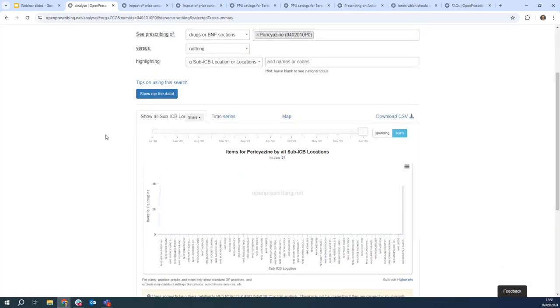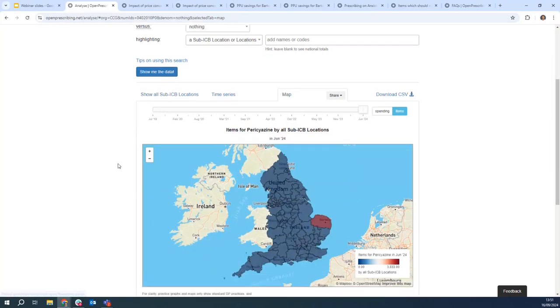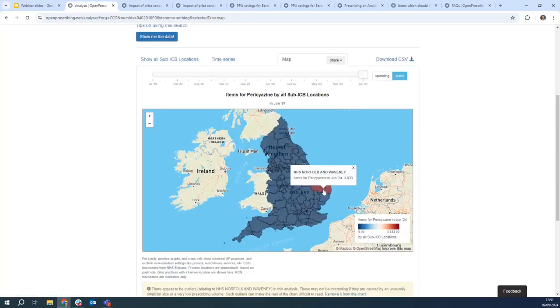So we know that there's definite variation in how often areas prescribe this. This is a very extreme example, but you can see NHS Norfolk and Waveney prescribe 3,833 items a month, whereas the next highest is 61 items a month. So there's something quite extreme going on here. We have things like maps, so you can have a look and see something happening there. There's quite a lot happening there, and not much anywhere else in the country.